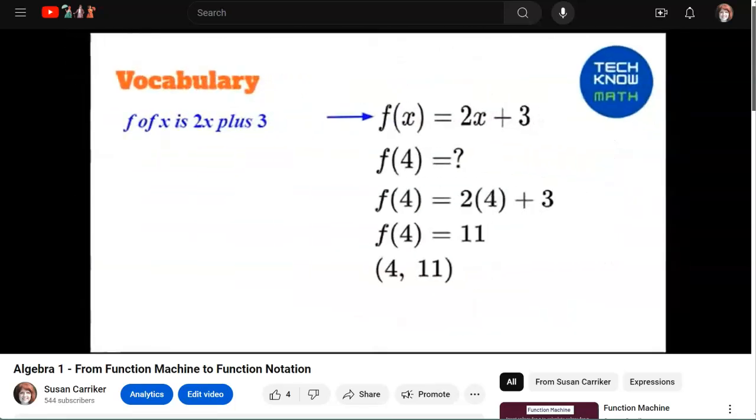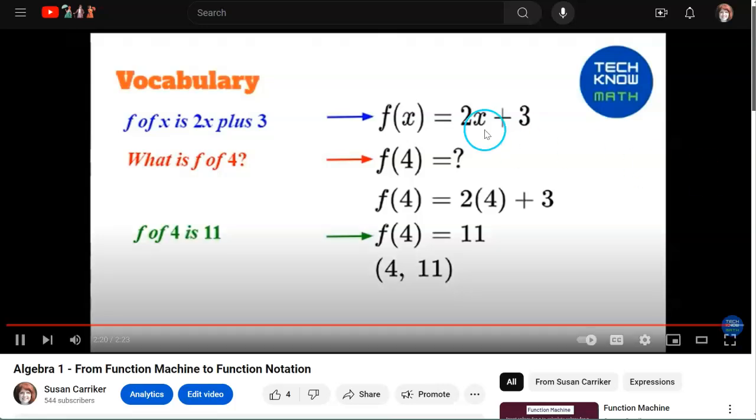f of x is 2x plus 3. That is how you read this phrase. f of 4 means input the value 4 for x and simplify to find the value for y. And in this case, the y is the f of x. f of 4 is 11. This can be represented by the ordered pair (4, 11).